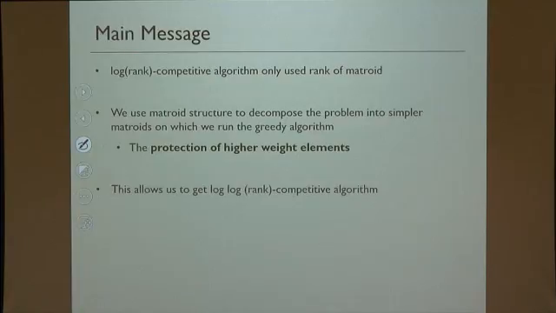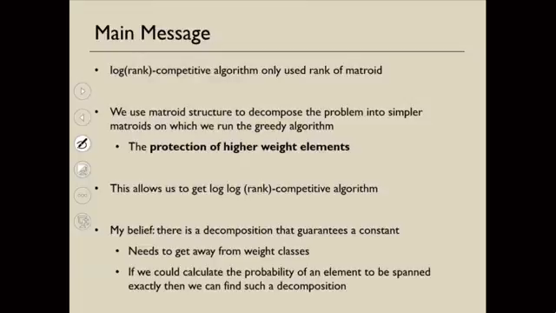So I think the main message was that the log rank competitive algorithm only used the rank of the matroid. So we used the matroid structure, well, the protection of higher weight elements, and this allows us to currently get the log rank competitive algorithm. Let me say what, as I understand it, the difference between Lachish and our approach is: we did this geometric grouping, and this random choice is independent of the sample. What he will do is take the sample and then engineer the best possible decomposition. For that, you need very high certainty to argue that the best possible decomposition for the sample is also good for the remaining part. So that gets very hairy, with very big hidden constants. But he has the advantage that he claims that his algorithm selects a 1 over log rank fraction with high probability. Our algorithm selects a 1 over log rank fraction in expectation.